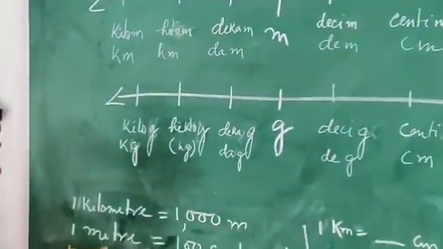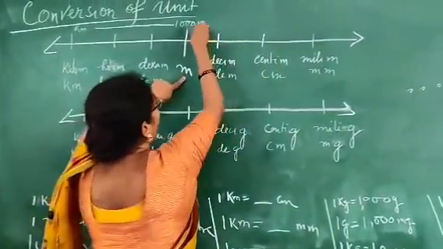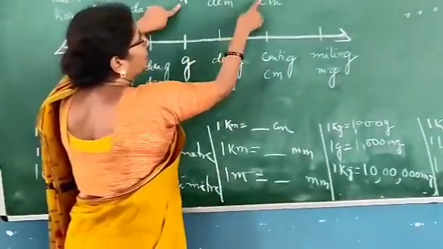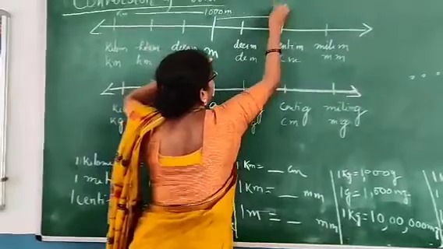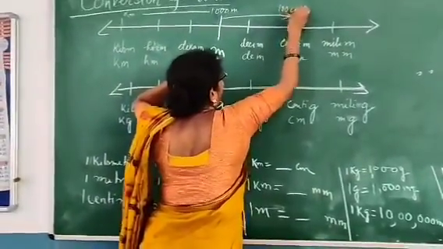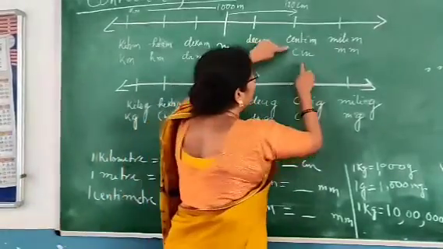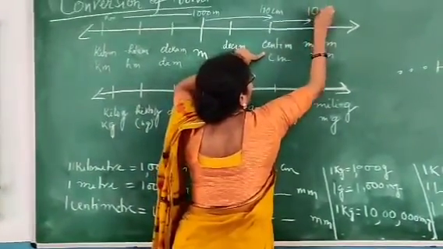Next point is 1 meter equals 100 centimeter. 1 meter to centimeter, same direction moving. How many centimeters? 2 steps moving means 100 centimeter. Next, 1 centimeter to millimeter: only 1 step moving, so 10 millimeter.